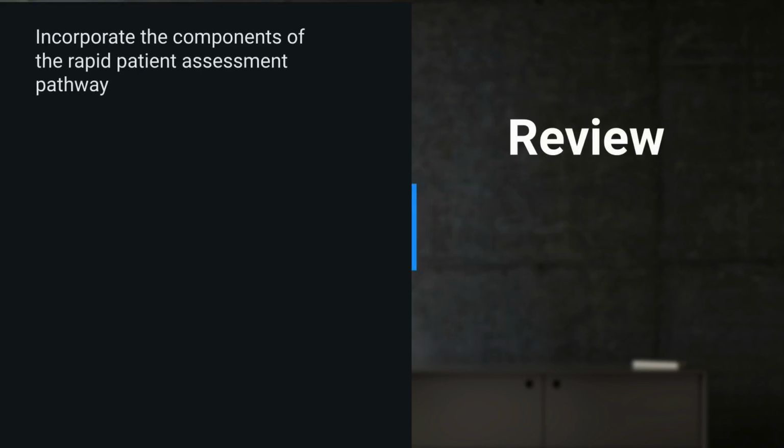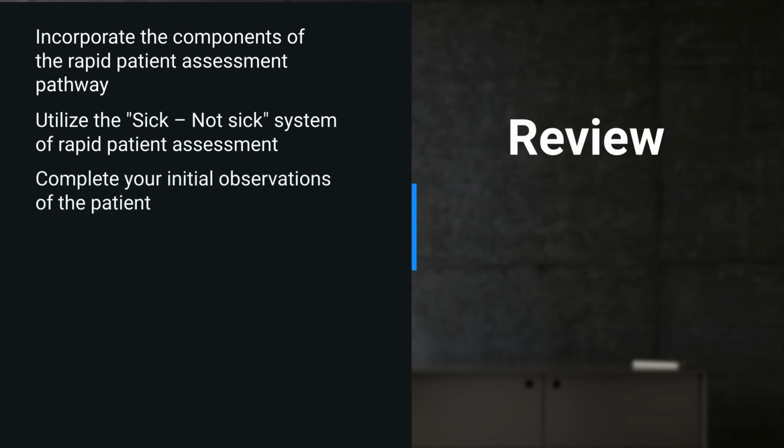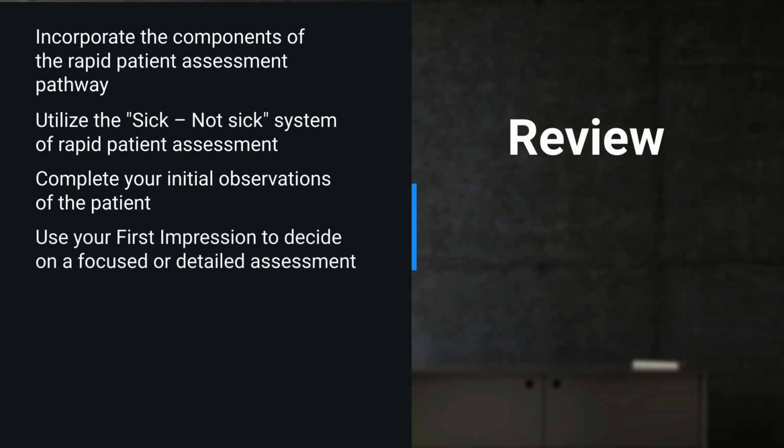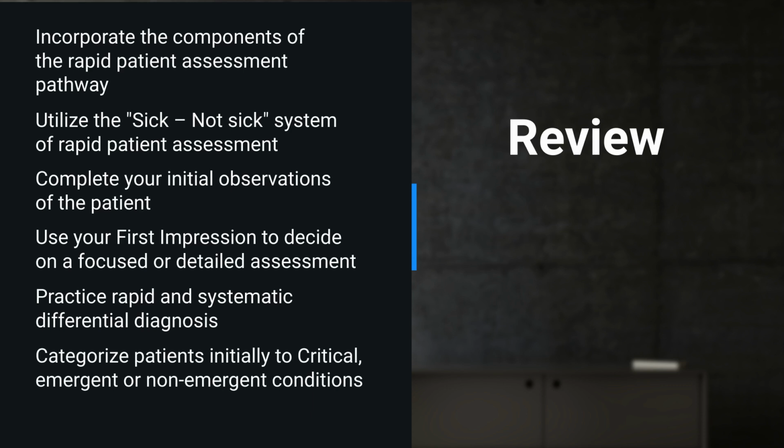In review, remember to 1. Incorporate the components of the rapid patient assessment pathway. 2. Utilize the sick, not sick system of rapid patient assessment. 3. Complete your initial observations of the patient. 4. Use your first impression to decide on a focused or detailed assessment. 5. Practice rapid and systematic differential diagnosis. And 6. Categorize patients initially to critical, emergent, or non-emergent conditions, according to body systems.